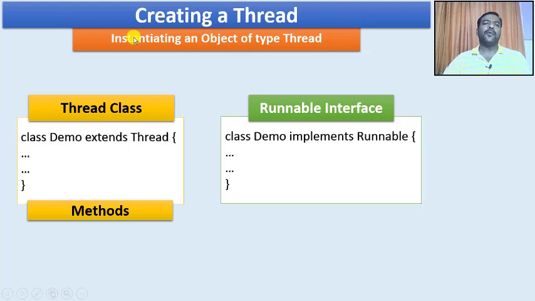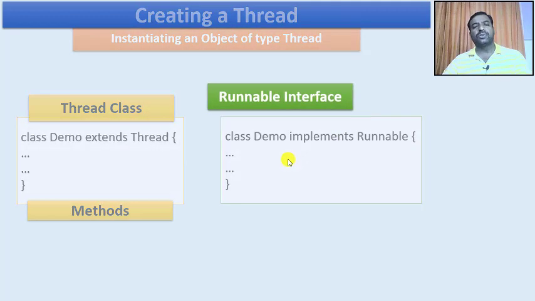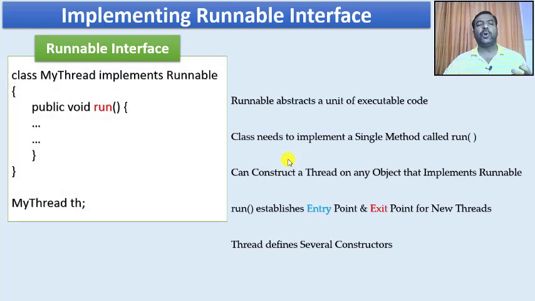And whenever we are going to create a thread, we need to initiate an object of the type Thread. We need to create an object of the type Thread either as a class or as an interface. Hence, if I'm using a class, use extends, or if I'm using an interface, use implements. So these are the two ways. First we will see how we are going to implement a thread using the Runnable interface. Then we'll get back to the Thread class.